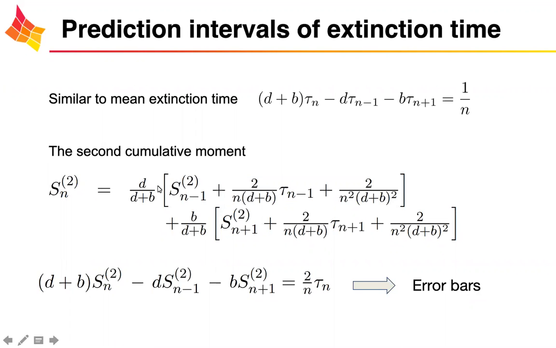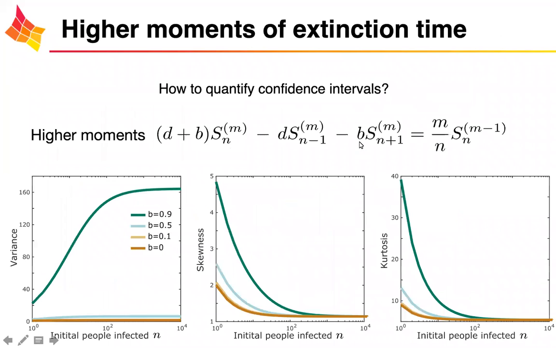We can look at the second moment, and it can be given by a relation like this for the second order, which is simplified to such a simple relation. And again, we can invert the matrix and calculate the second moment for different values of n. That gives us the error bars. We can continue and go to higher moments.